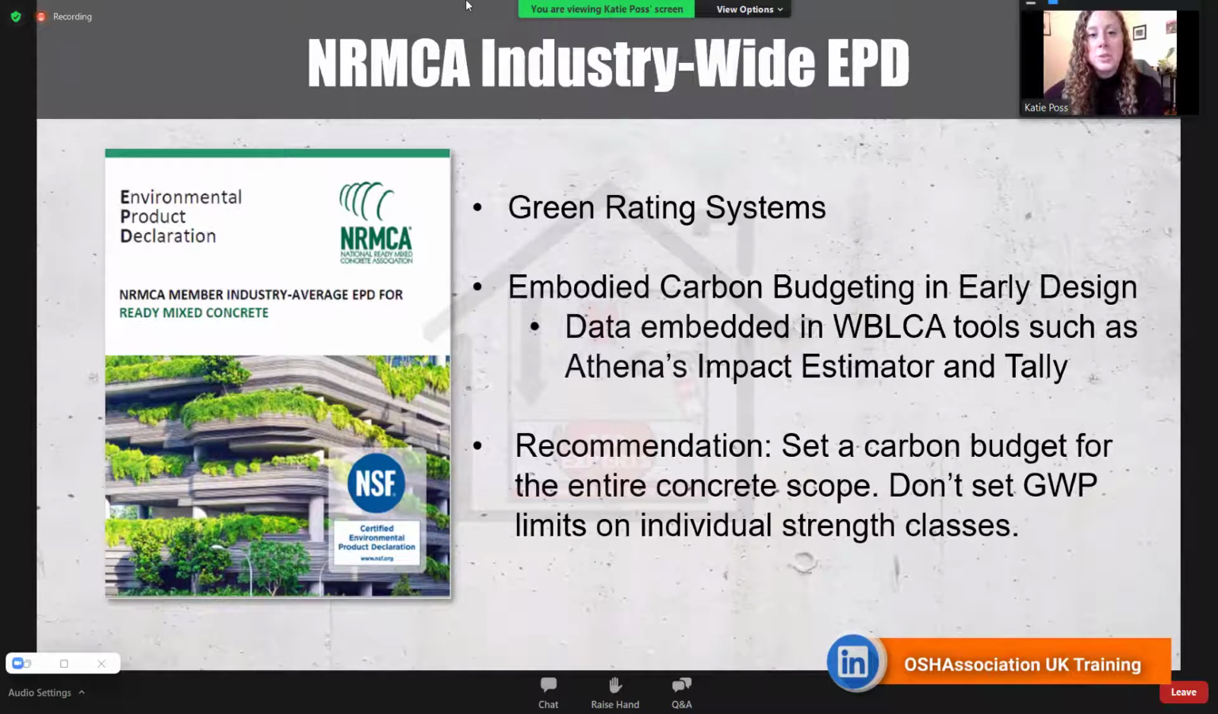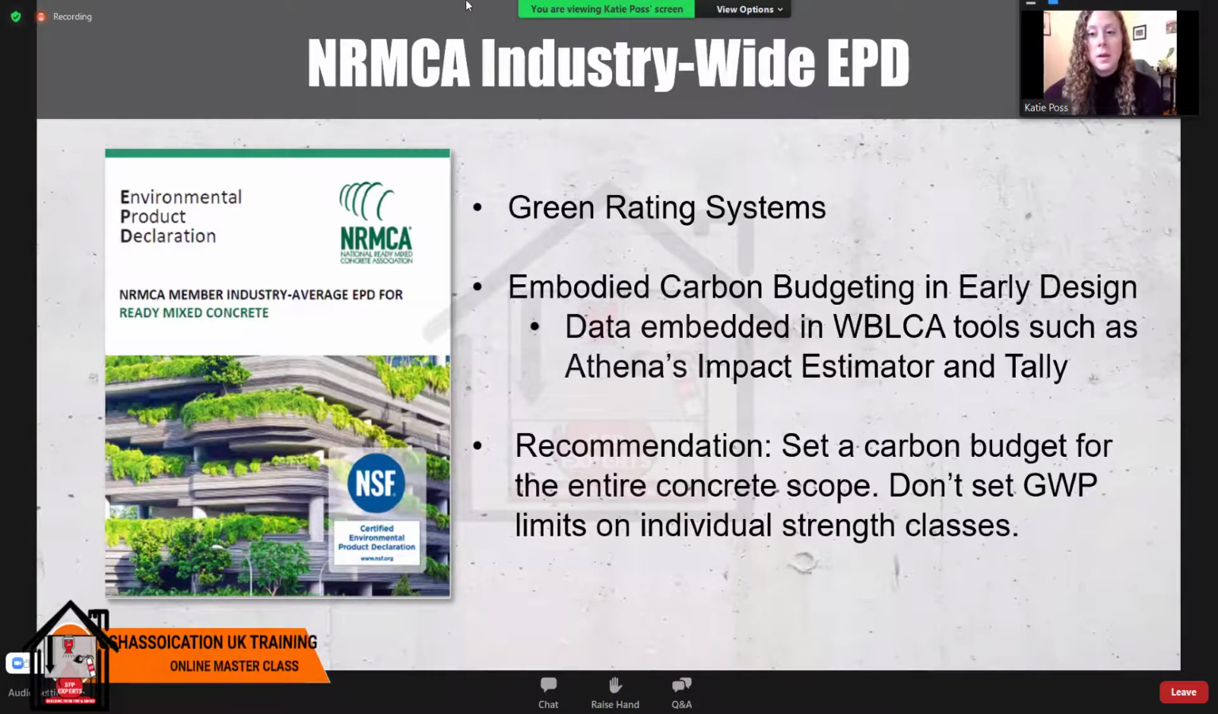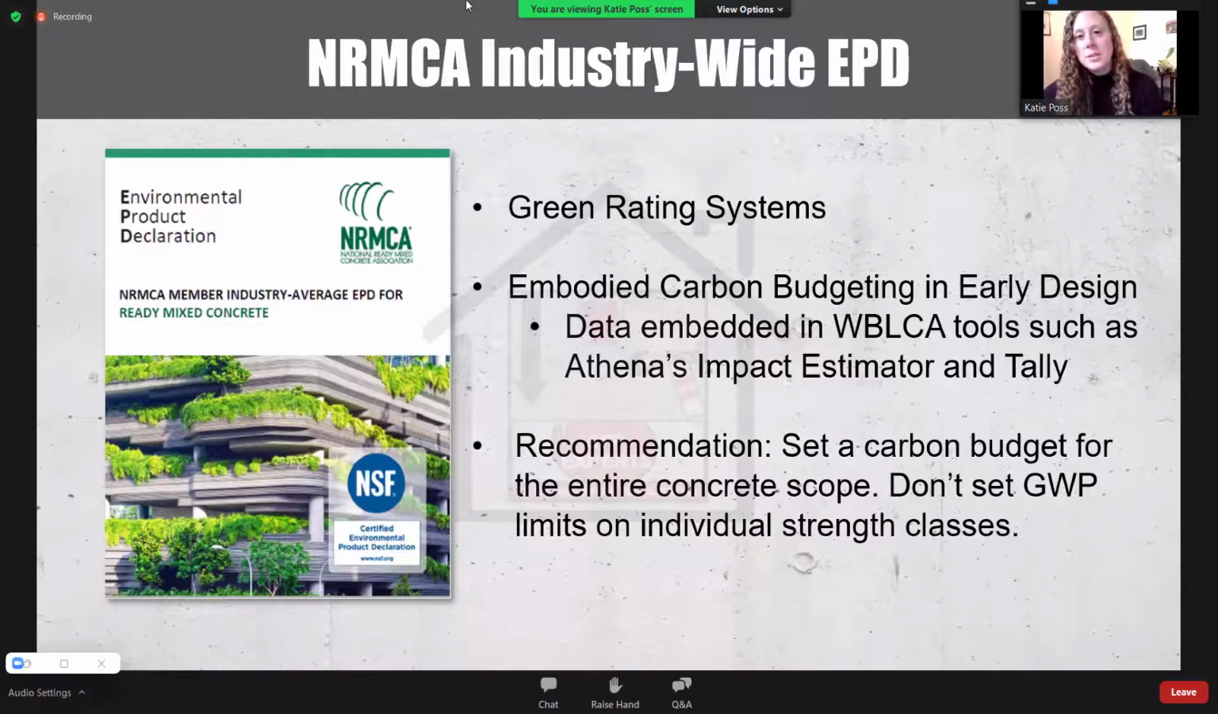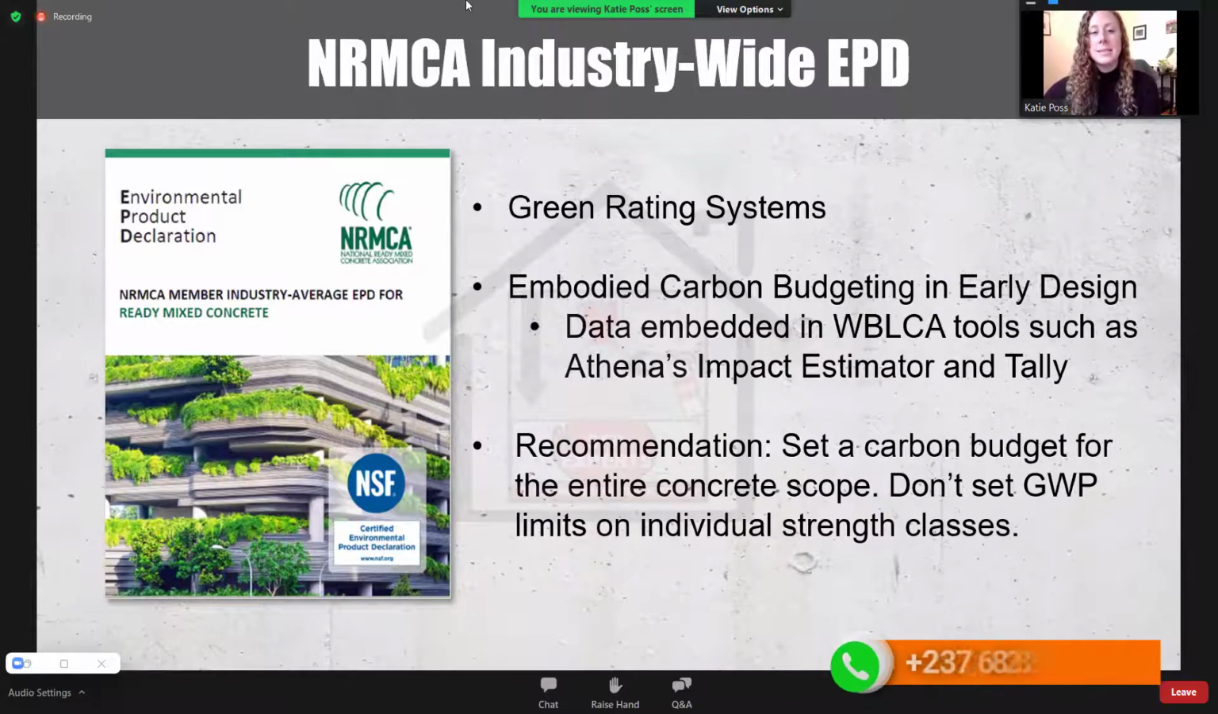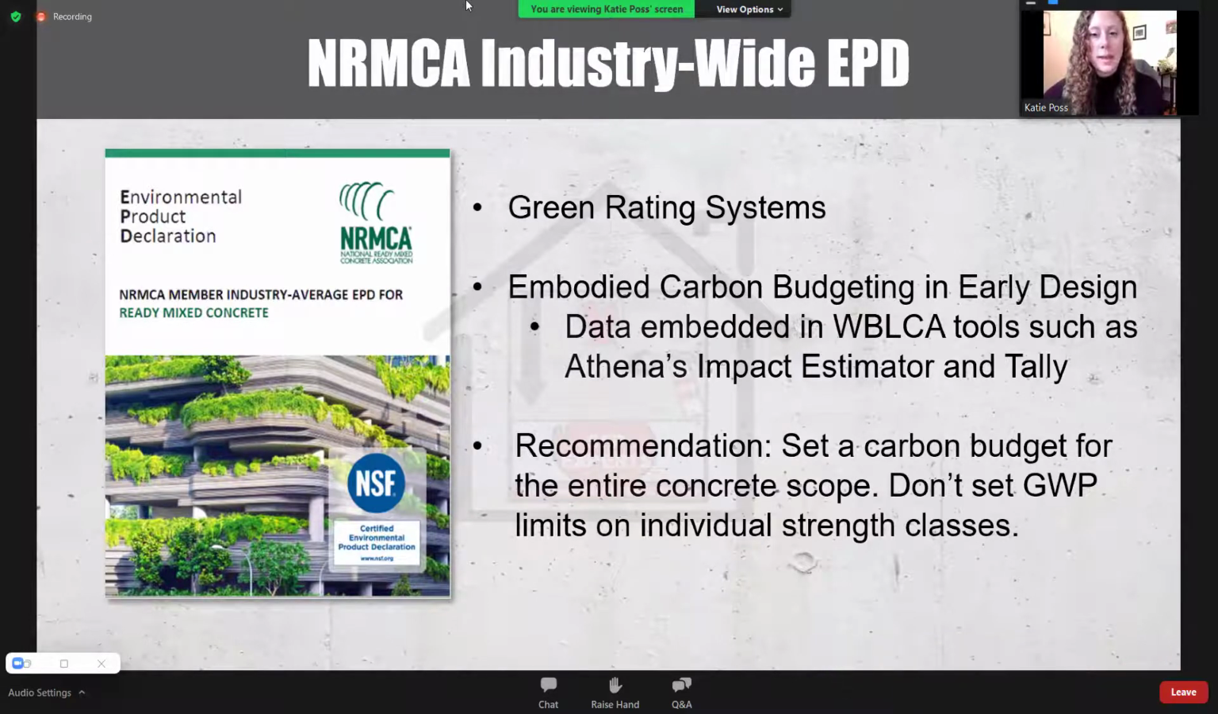So the industry-wide EPD should be used during the design stage to help with carbon budgeting. And as Lionel mentioned earlier, it's more effective to set a total carbon budget for the entire concrete scope rather than setting GWP limits on individual strength classes. So we'll get into product-specific EPDs shortly, but I do want to note that while having product-specific EPDs during pre-con might be ideal from an accurate carbon accounting perspective, the NRMCA recommends that you utilize the industry-wide EPD during project planning for budgeting purposes. This is for a number of reasons.